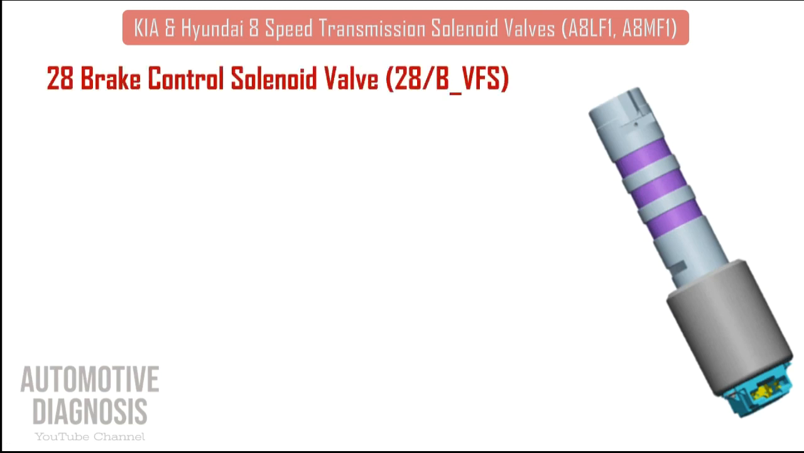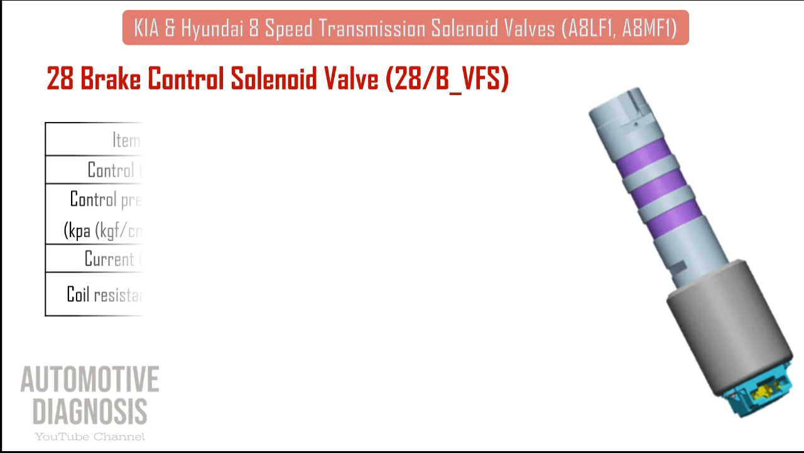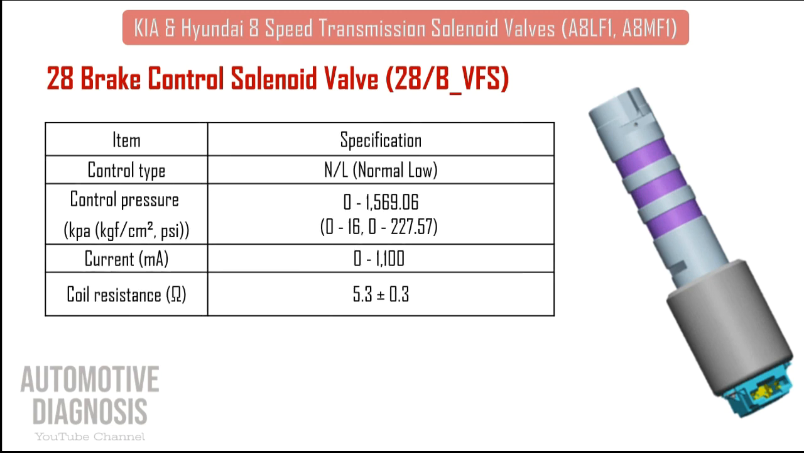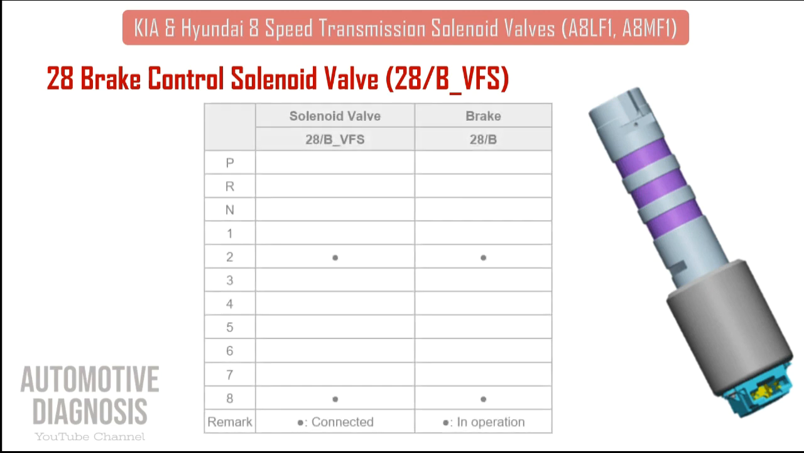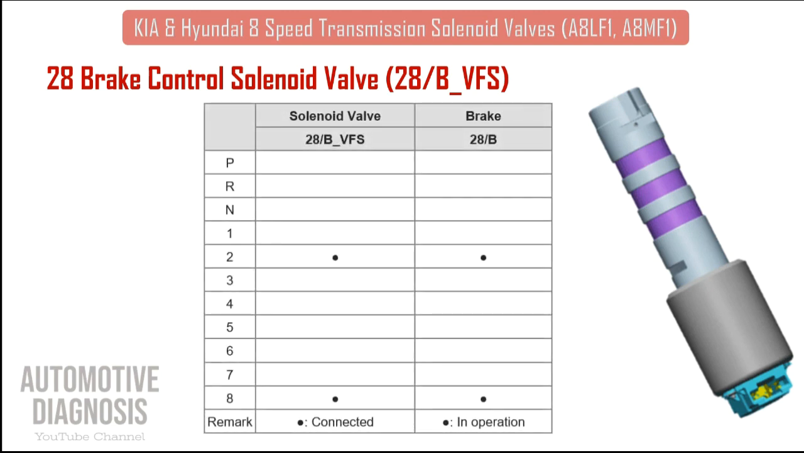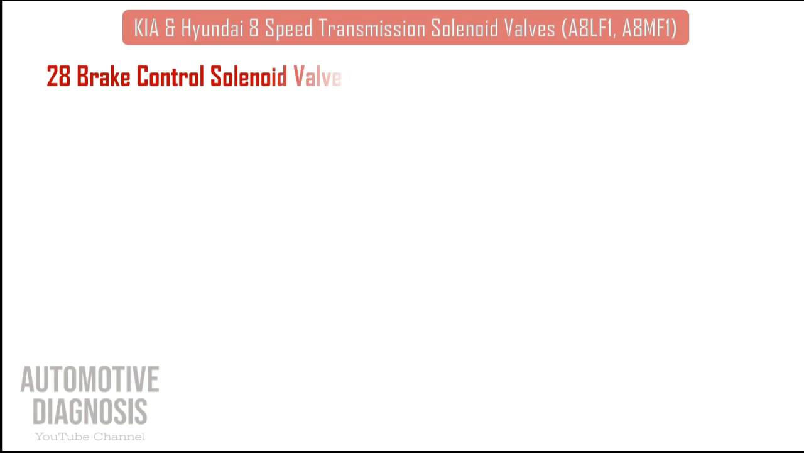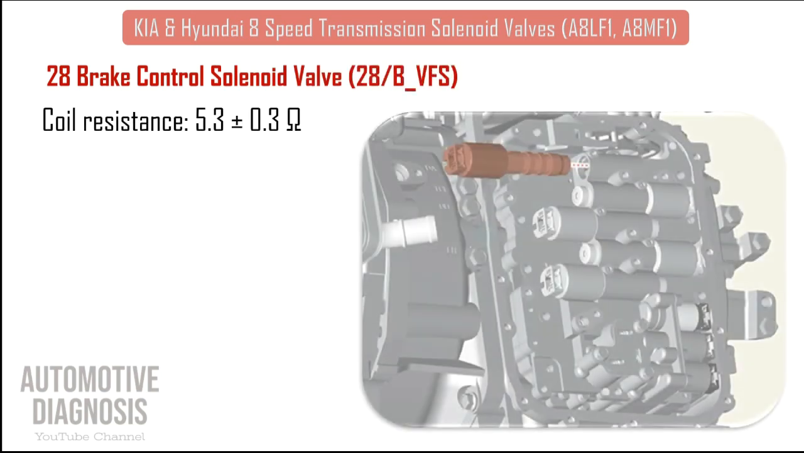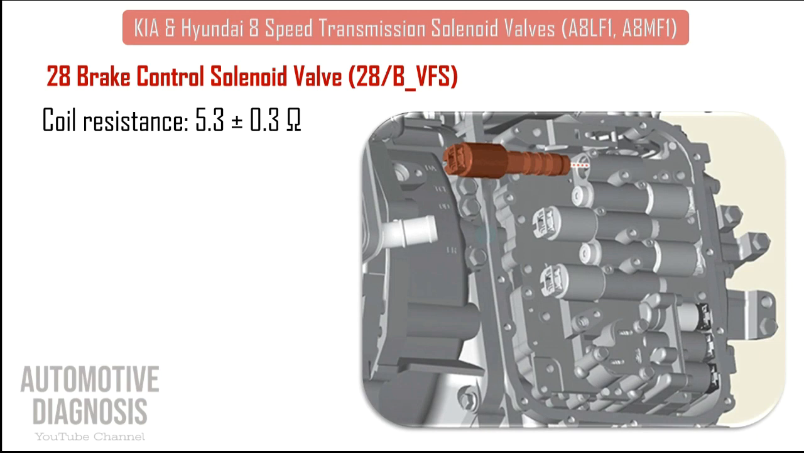The next solenoid valve is for the 2/8 brake. So this one, again like the previous one, is normal low. The current is 0 to 1100 with 5.3 ohms of resistance. As it's very clear from the name, this solenoid works on gear number 2 and number 8. The location on the valve body, one more time, is right here. So this solenoid is the 2/8 brake control solenoid valve.